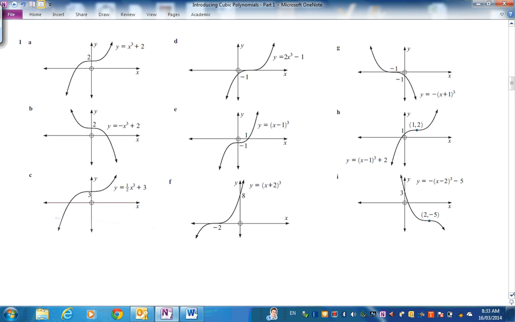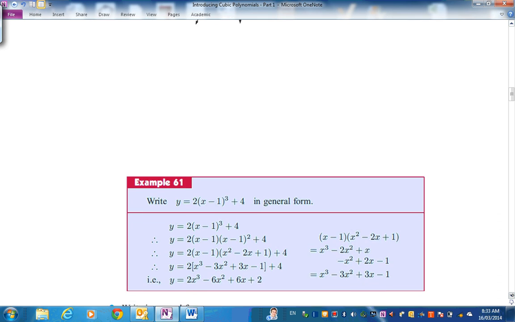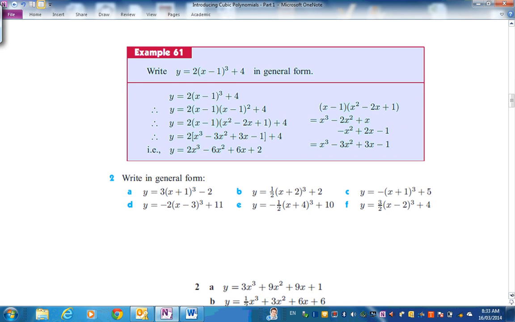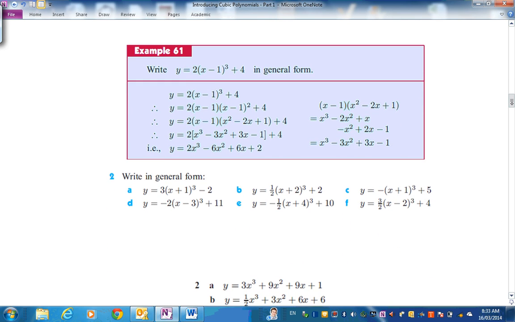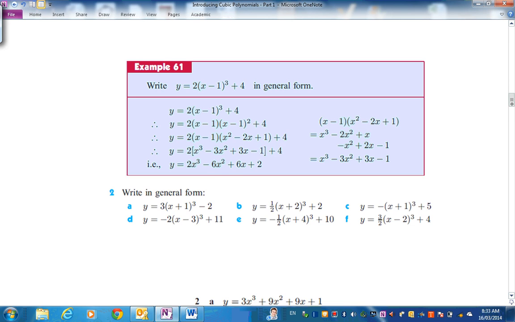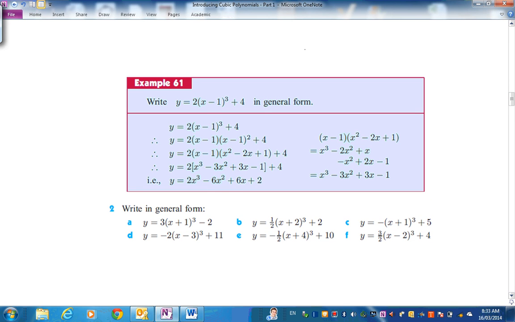Alright, let's go on and have a look at some other things that we can do, again building on our idea from quadratic theory that we've done before. Okay, write this in general form. That's the expanded form. In the polynomial form, many powers, expanding it out. Okay, so here's our function. Now what does that mean?